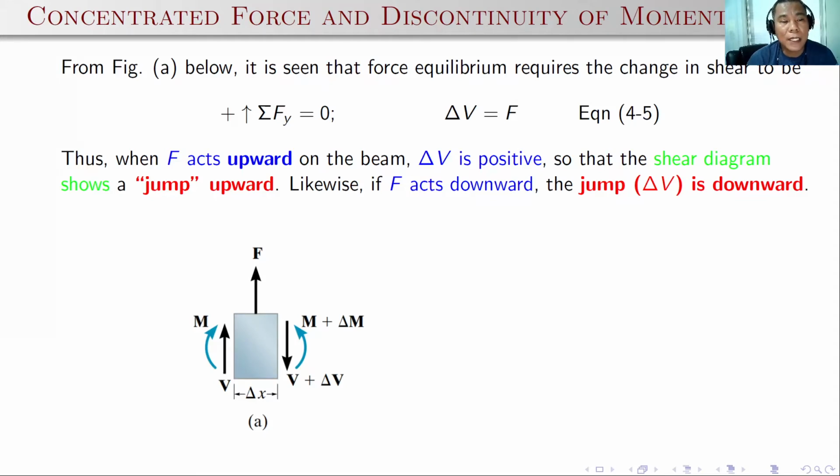If F is acting upward, then the change in shear is positive, so that the shear diagram shows a jump upward. You will see later on when you are drawing, it will just jump upward. But if F is acting downward, then the jump will be downward, meaning the change in shear is negative.